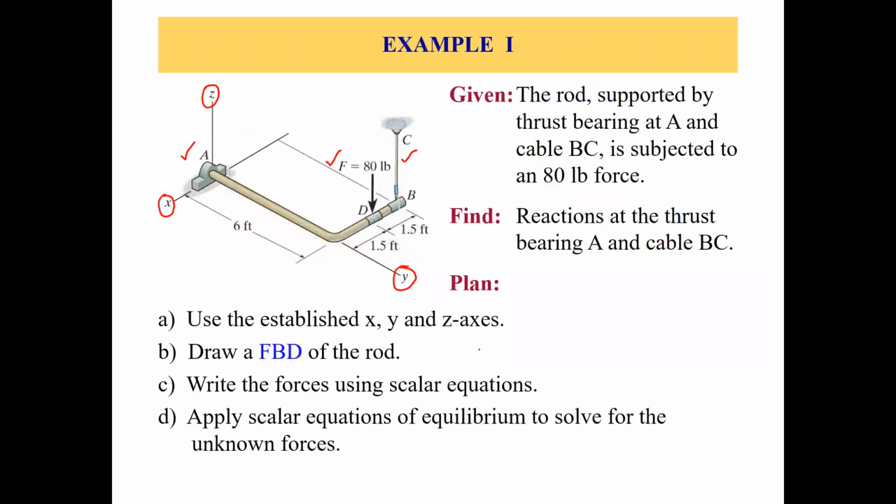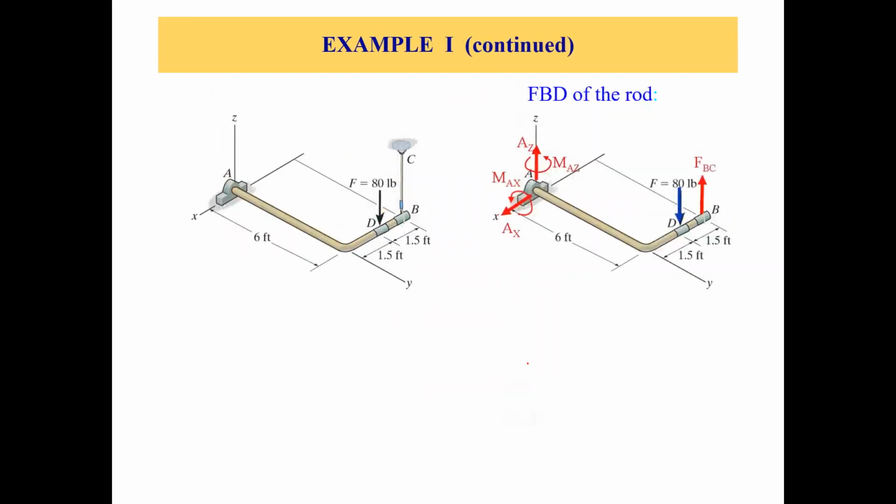So if you remember, at point A, we have a thrust bearing, right? So this is a thrust bearing. Now, how many reactions do we have at point A due to this thrust bearing? We know that the rod can move in y direction, but it cannot move in z direction. It cannot move in x direction. So that's why we have 2 support reactions in terms of forces, which are AX and AZ, in x direction and z direction, right?